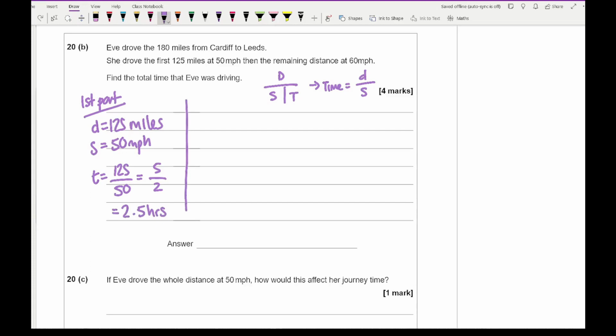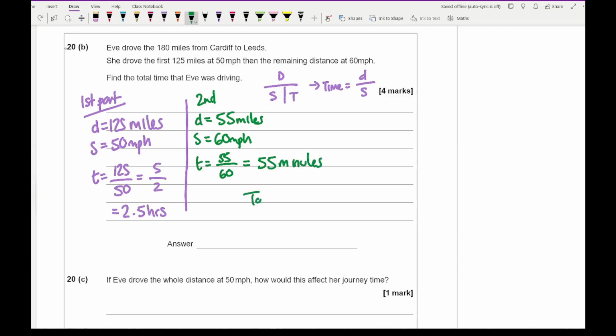Then for the second part of the journey, the distance that they've travelled is going to be 180 take away 125, which gives me an answer of 55 miles. We know that the speed is 60 miles per hour. So the time is going to be 55 divided by 60. Because it's over 60, that's going to basically be 55 minutes.